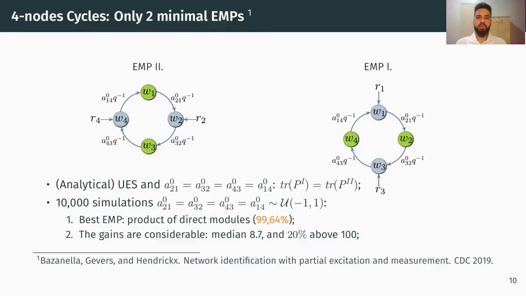We have tested numerically 10,000 networks and compared the two minimum EMPs using the analytical expressions for the covariance matrix. We have observed that the product of the directing modules is the key factor in deciding the best minimum EMP. It worked in 99.64% out of the 10,000 simulations. Also, the gains in choosing the best minimum EMP are once more considerable. The median was 8.7 and 20% of the numerical simulations were above 100.